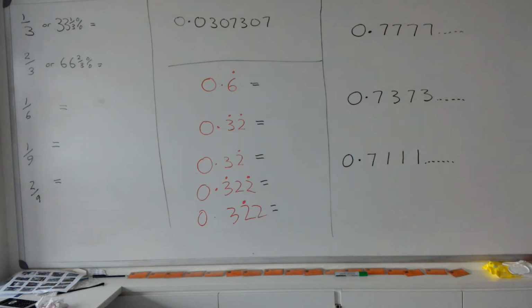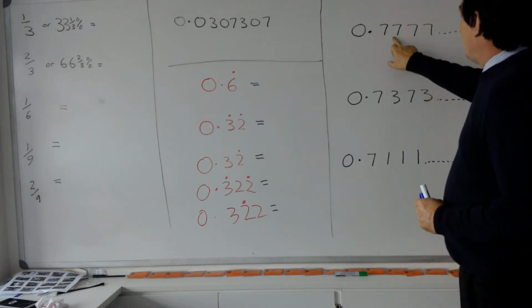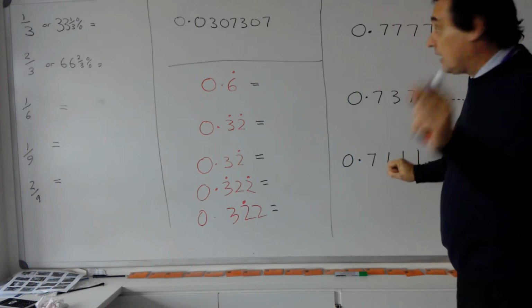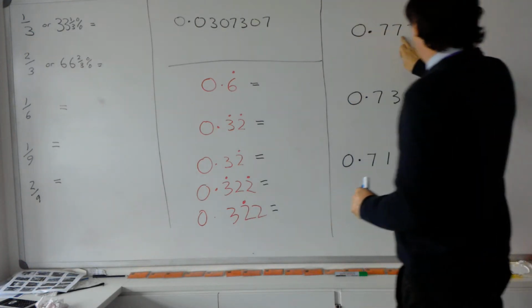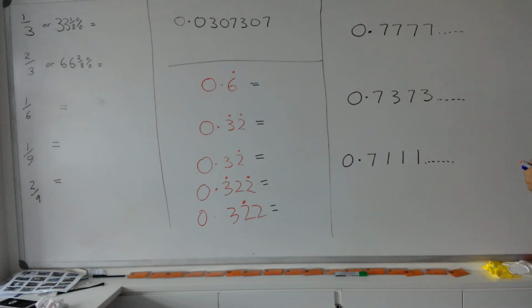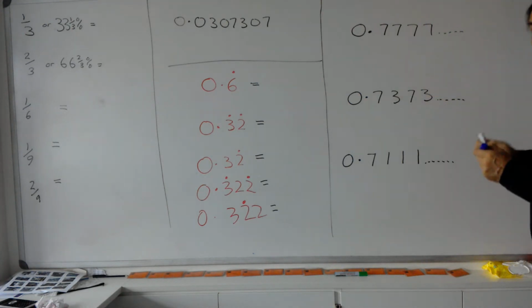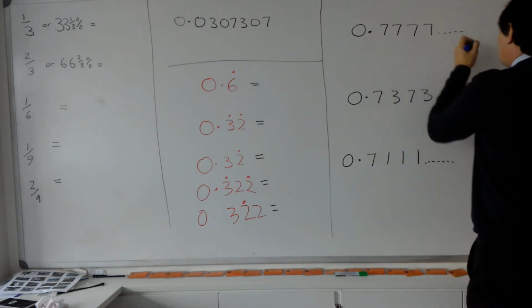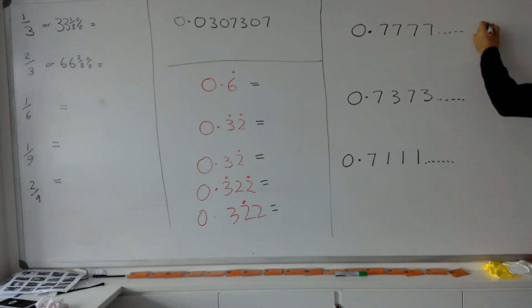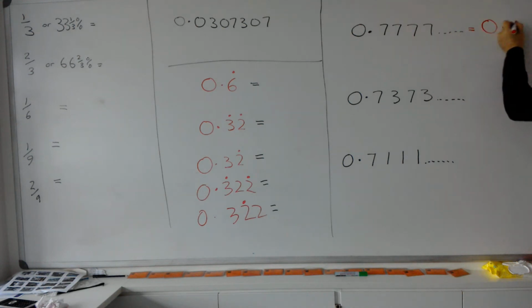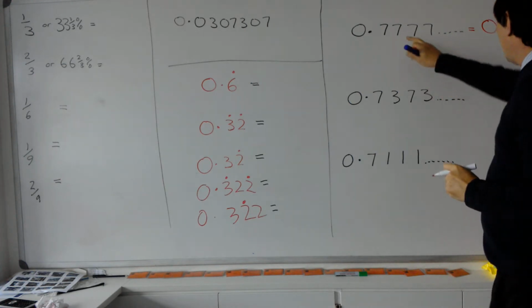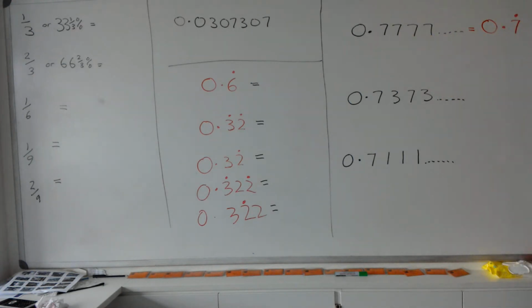Okay, supposing I've got 0.7777 and so on. You can see that the 7 is just going to go on and on and on. So what we do is we write it as 0.7 with a single dot above it, and that indicates that the 7 will just keep going, keep going, keep going. So 0.7 with a single dot on it would depict that.